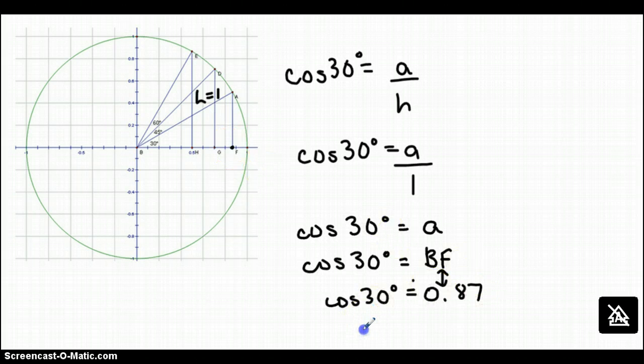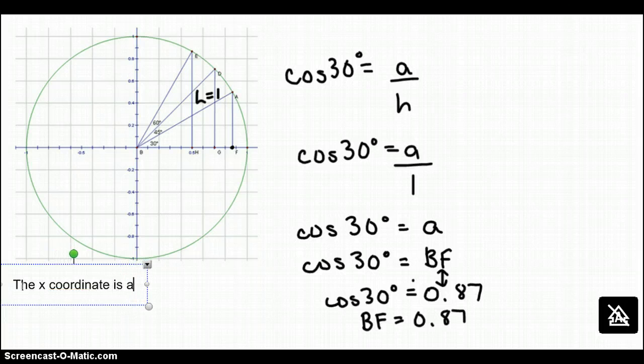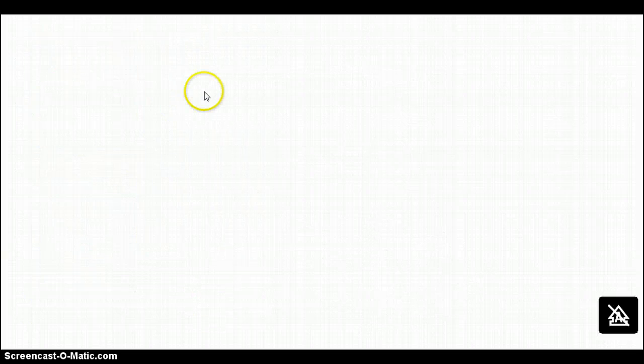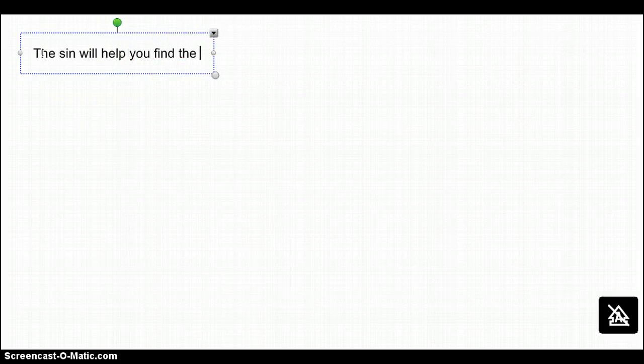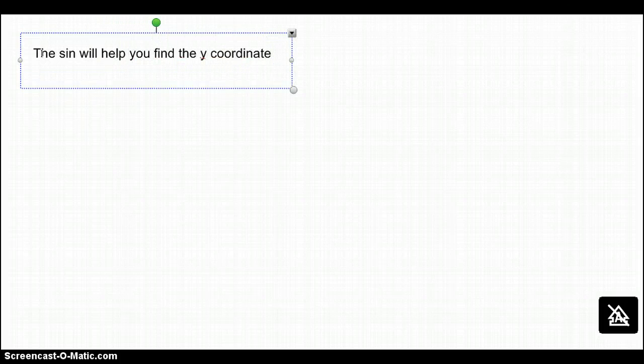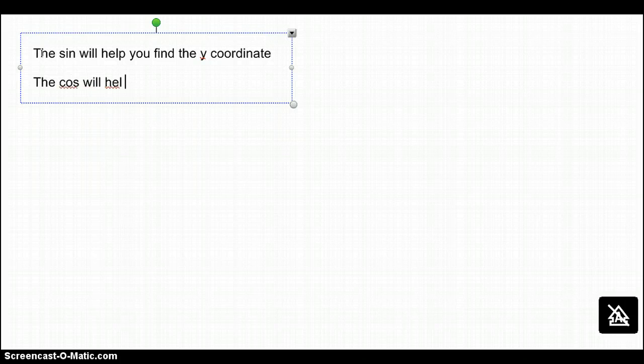Okay, so this is what BF is equal to, but really this is just the x coordinate. So we're going to write that down. The x coordinate is approximately 0.87. Okay. So what I need you to remember is that the sine is going to help you find the y coordinate. So I'll just write that out for you. The sine will help you find the y coordinate, and the cosine will help you find the x coordinate. So that's what's important to take from here.